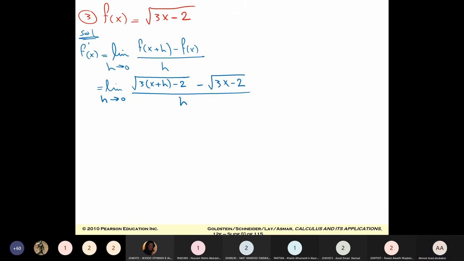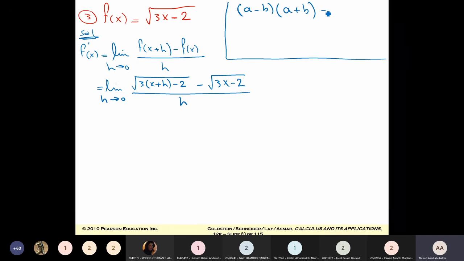Now, if we need to remove the radical, we cannot square both sides. We don't have both sides. We have one side only. Okay, but we have this property. Look at this. If we have a minus b and the product with a plus b, so we have a square minus b square. This is the difference of squares.